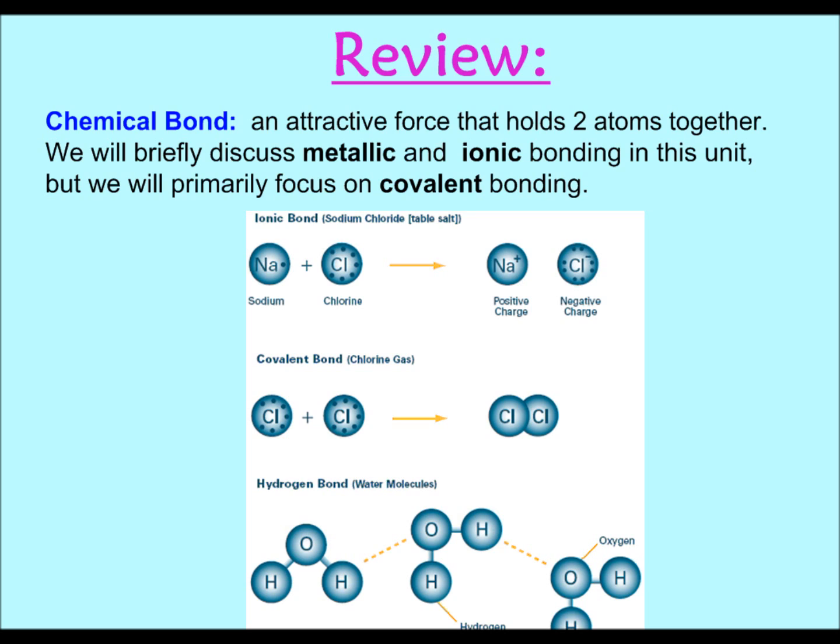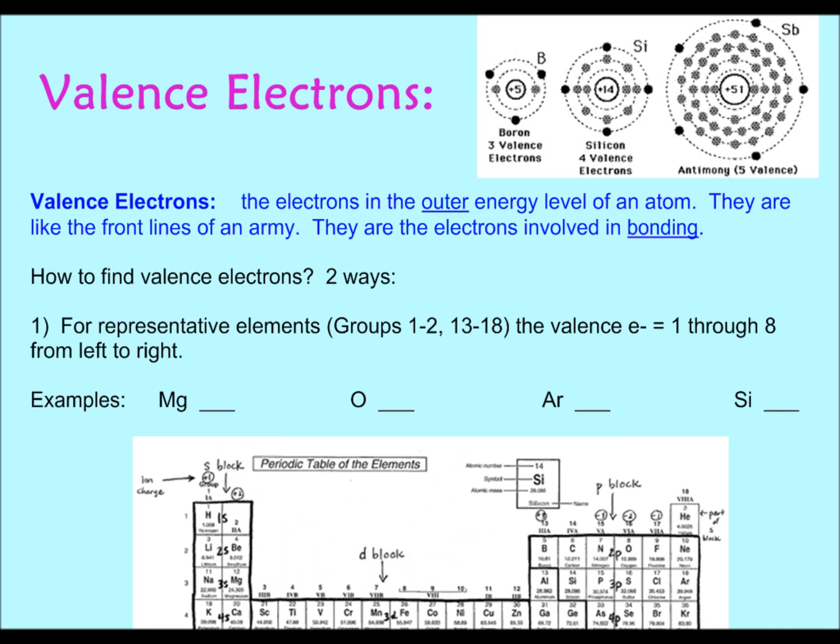Okay, so we've gone over ionic bonding before. Covalent bonding is our big focus, and we'll get more into hydrogen bonding later. Okay, valence electrons. We've talked a lot about valence electrons, so you need to have your periodic table out here. Just for review, it says they are the electrons in the outer energy level of an atom. They are like the front lines of an army. They are the electrons involved in bonding.